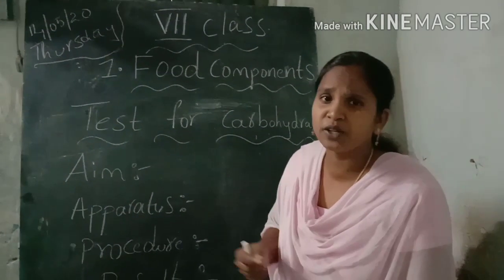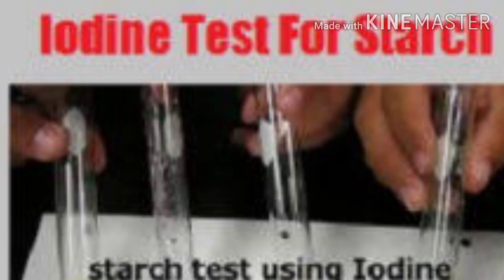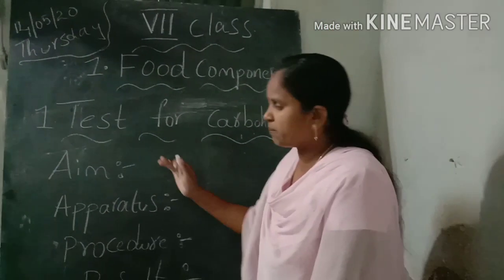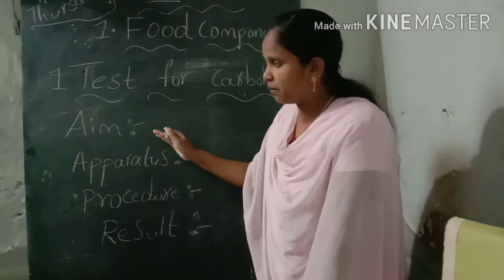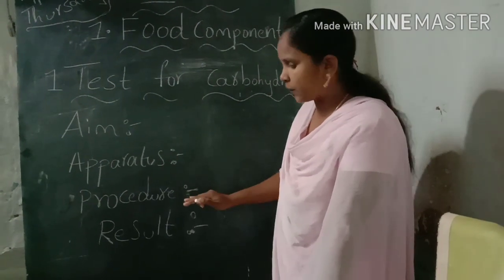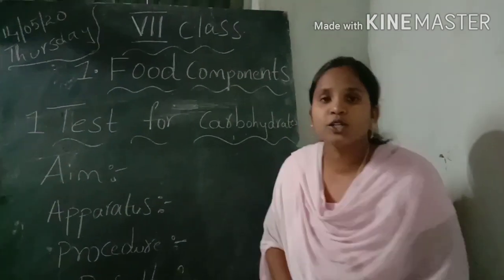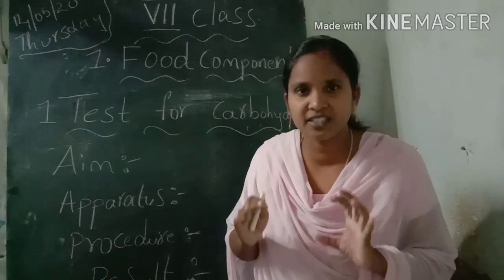Today we are going to discuss the test for carbohydrates, test for proteins, test for fats. Now coming to the first test, that is the test for carbohydrates. Before going to the test for carbohydrates, we must follow 4 steps. What are they? They are aim, apparatus, procedure, result. Aim. What is aim? To observe the carbohydrates present in the given sample.